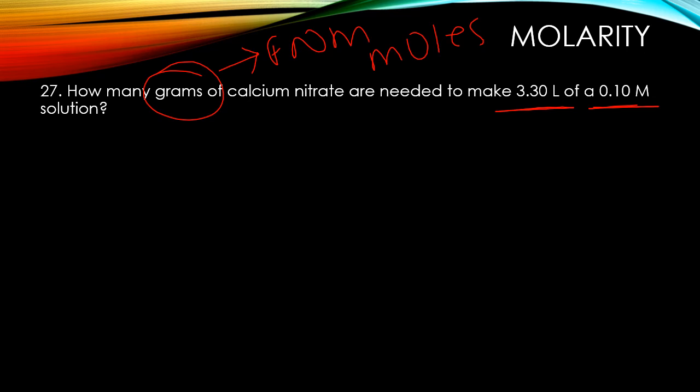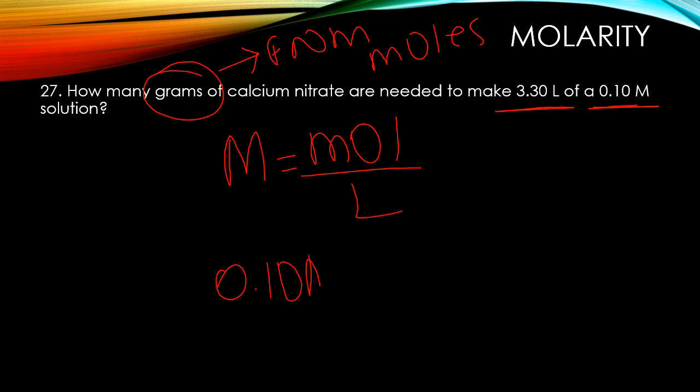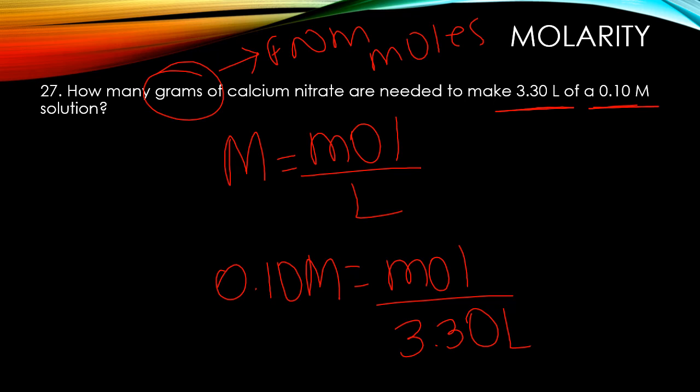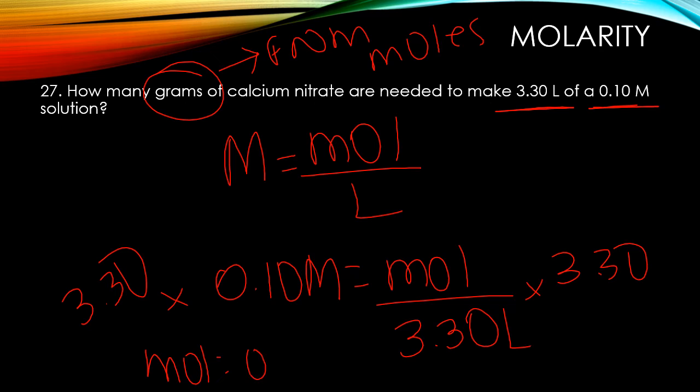We have liters, we have molarity. Thinking about the formula, molarity equals moles divided by liters. 0.10 molarity equals moles over 3.30 liters. We're solving for moles. Multiply each side by 3.30. And that gives us moles equals 0.33.